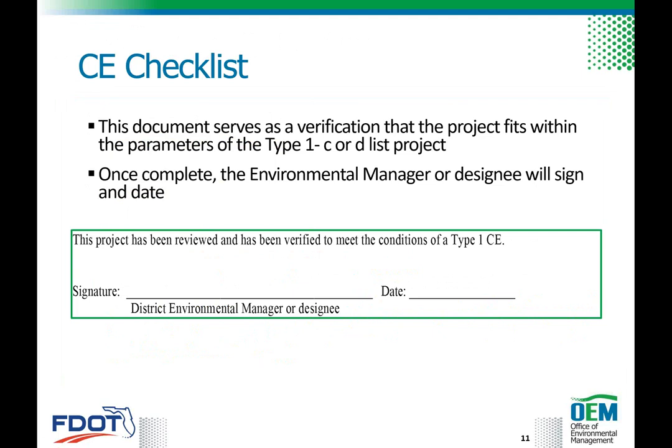So again, to go back to what the purpose of a Type 1 checklist is, it's a verification that the project fits within the pre-approved parameters listed in the regulation. Once it's completed, it's supposed to be signed by your environmental manager and it's signed electronically in SWEP. It's not physically signed. So you will do that in SWEP.